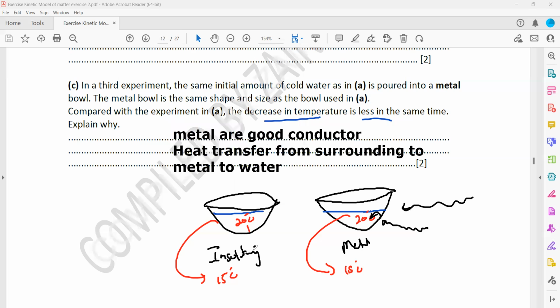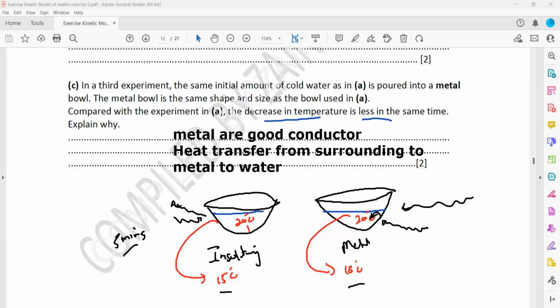Why is it practically not possible to reach 15? Because evaporation is a slow process. So if I say in 5 minutes the temperature decreases by 5, it's practically impossible because of evaporation. Evaporation is a very slow process. So this is not absorbing any energy from the surroundings, but a metal absorbs energy from the surroundings and then transfers it to the liquid. That's why the liquid temperature is relatively higher as compared to in an insulating bowl.